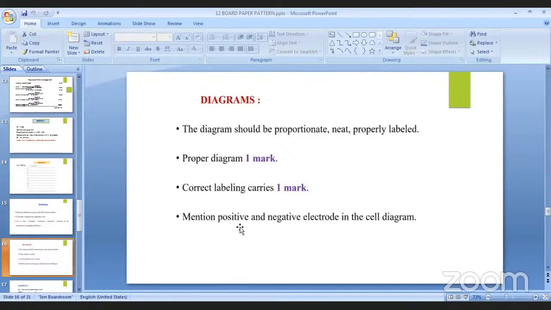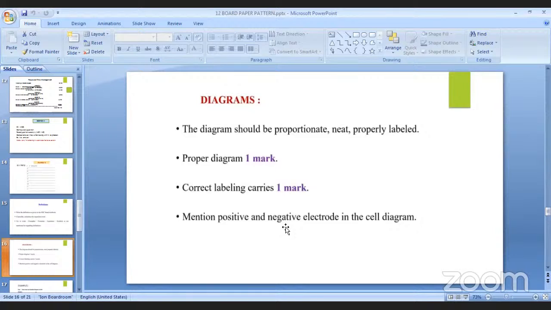Suppose it is an electrode diagram, mention positive and negative there. Students forget to do that, or do wrong labeling of positive and negative. Wrong labeling means you have not understood the diagram, you have not understood how the electrode functions properly, and there again is a chance of losing marks.